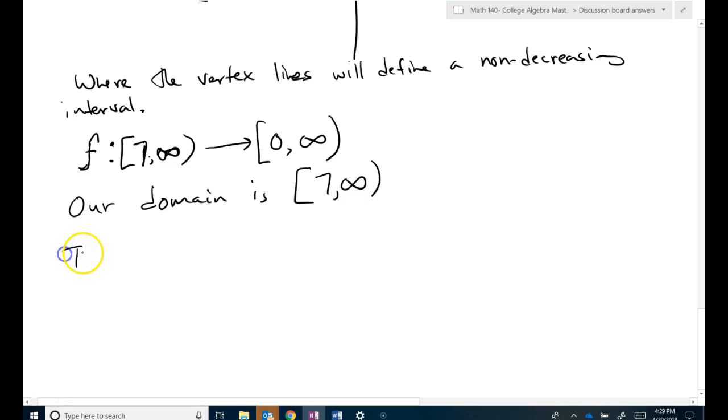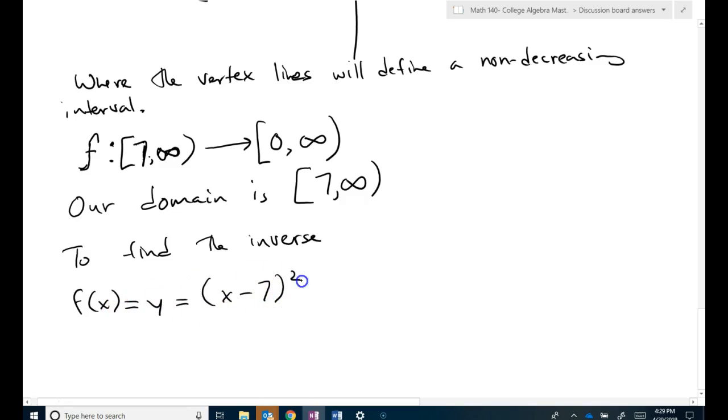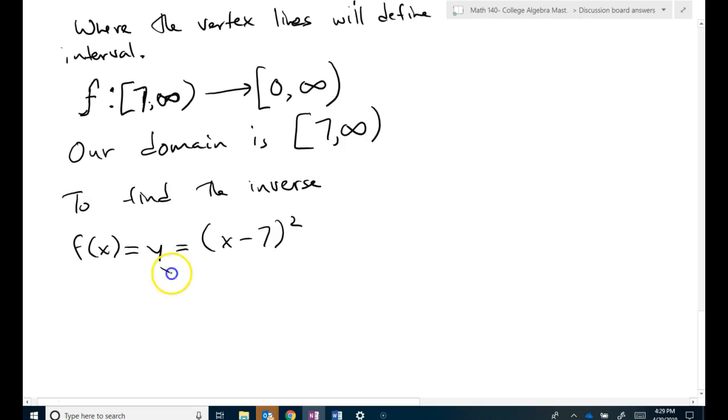Now, to find the inverse, we'll take f of x, we'll set that equal to y, and that's going to equal x minus 7 squared. To find the inverse, basically what we're going to do is switch x and y, because y represents our range and x represents our domain. By switching them, we switch our domain and range, just like I talked about before. So that's going to go to x equals y minus 7 squared, and then we just need to solve for y.